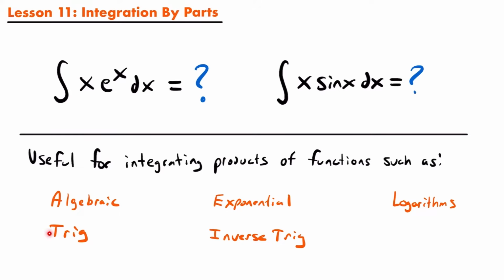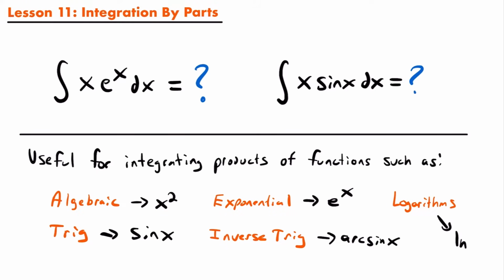Here I have the 5 most common types of functions that you will encounter in integrals that need to be solved with integration by parts. You might see an algebraic function or some type of polynomial such as x squared. You might see trig functions such as sine x. You could also see an exponential function such as e to the power of x. And then you could also see inverse trig functions, such as arcsine of x. And then you might also encounter logarithms, such as the natural log of x.